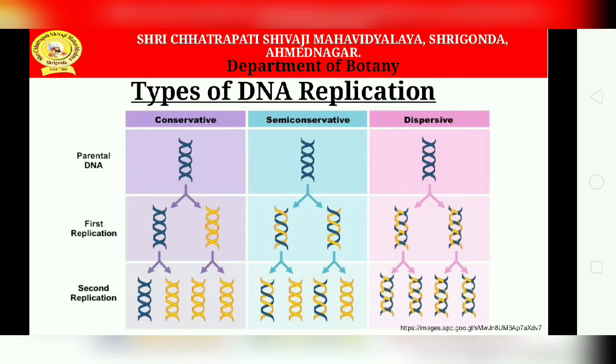As compared to this, when we see the picture of the dispersive model, all the atoms of each strand of the parent molecule appear in the progeny DNA, but they appear as large sections scattered throughout the length of both strands of the progeny DNA. So it is the parental DNA, then the first replication and the second replication. These are the three types of DNA replication.